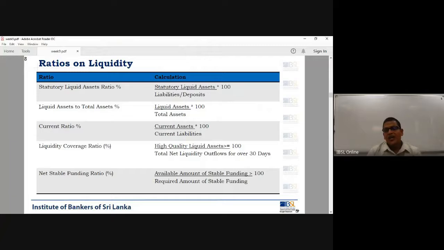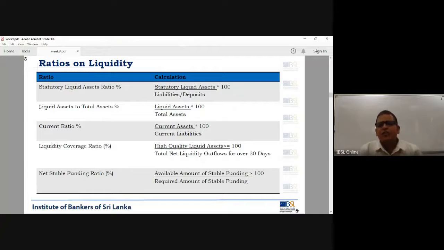So that is the way they are calculating the current assets. Then the liquidity coverage ratio. This is also under Basel III. Under Basel III, they are calculating this liquidity coverage ratio. I have already mentioned that a high quality capital can be called Tier 1 capital. Likewise, there are high quality liquid assets also. They are defining some very stringent policies.